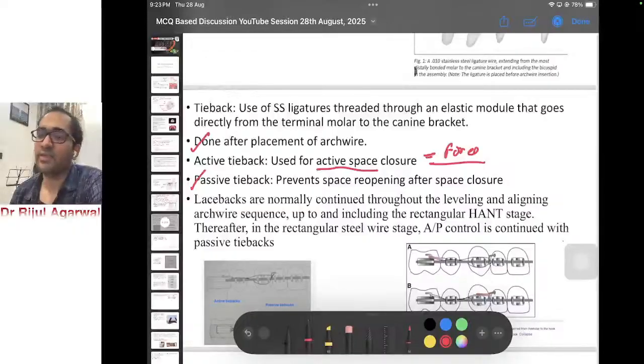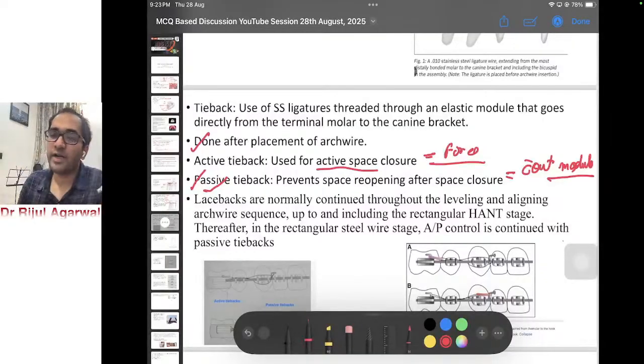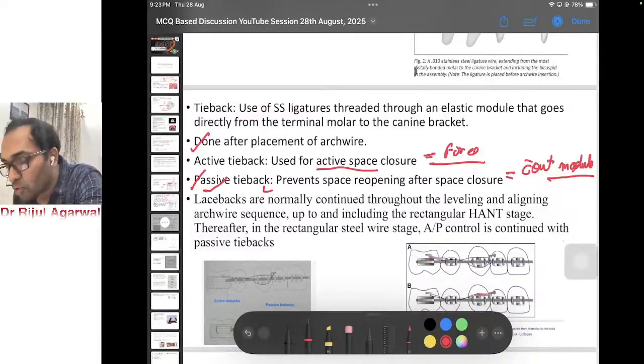Next is passive tie back. Passive means no force is exerted. So once the space closure is done, the type of arch ligature you will place is known as passive tie back. It will be without a module, just a figure of 8 kind of ligature. And again, how will you distinguish a passive tie back from a lace back in an image? It will be placed over the wire.